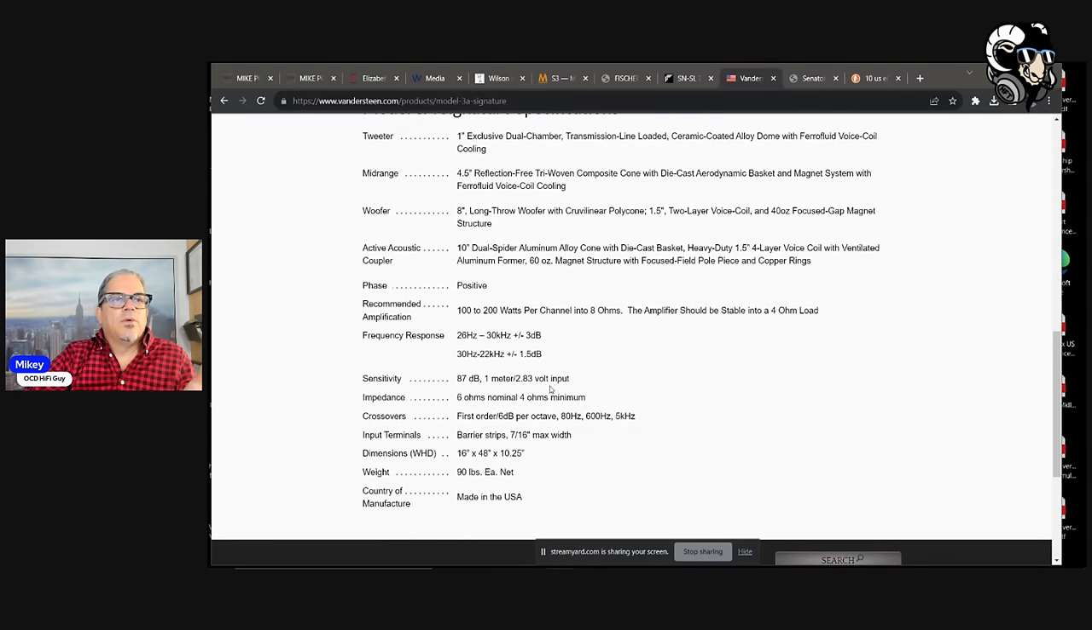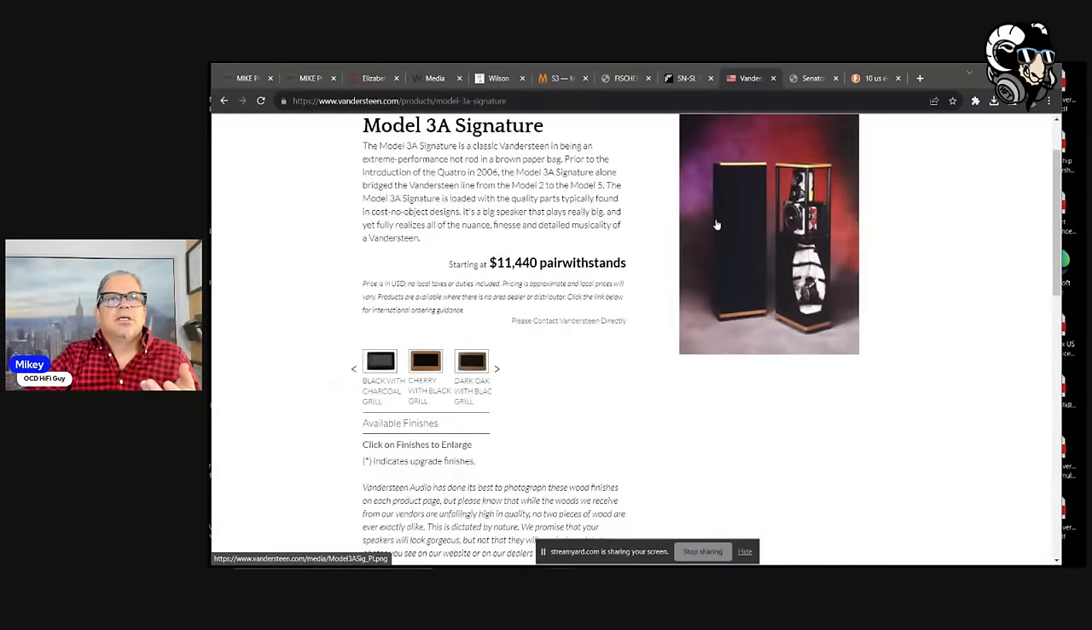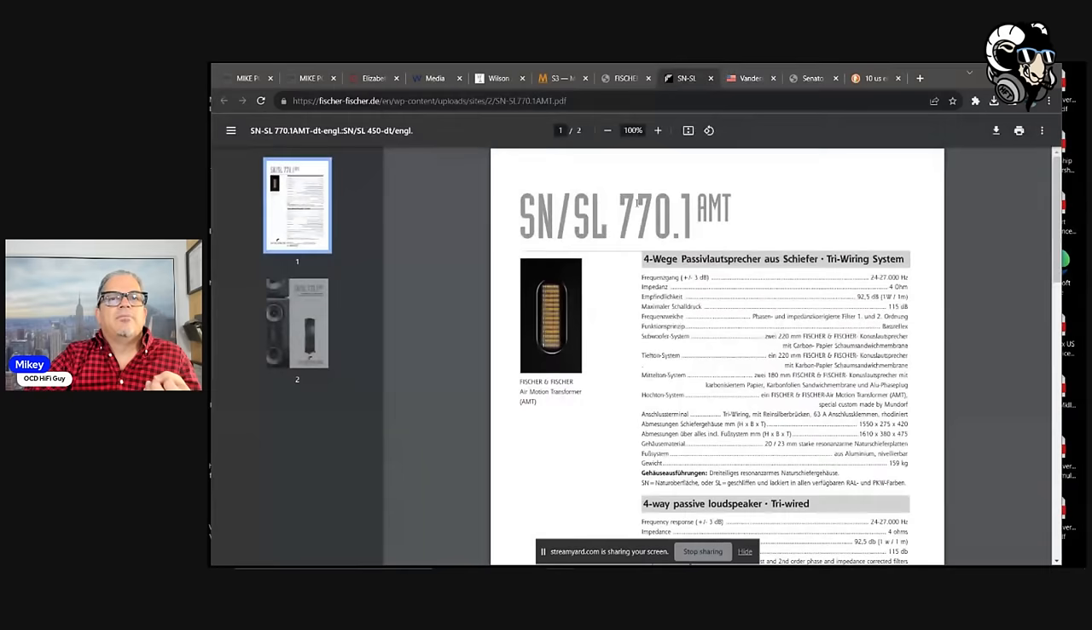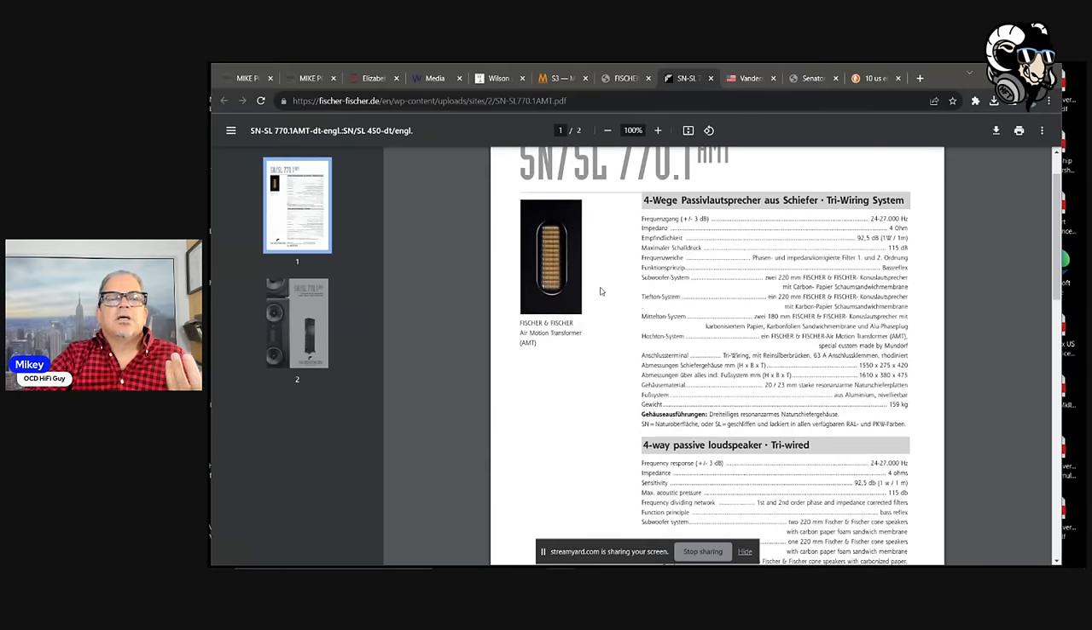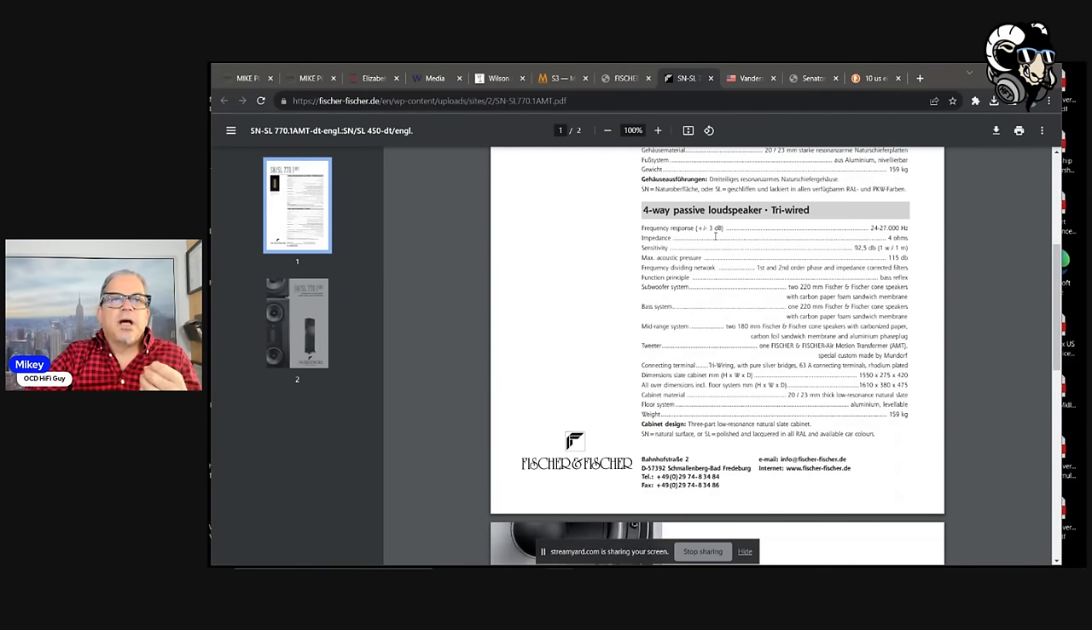So we go a little bit more, 6 ohms nominal. Sensitivity is 87 dB at 1 meter away with the microphone, 2.83 volt input. It gives us all the kind of specs. Now we go to Fisher & Fisher, which is the brand that I carry. This is the Slate speaker. And we get in here, we get the frequency response. The negative three dB point is 24 hertz.